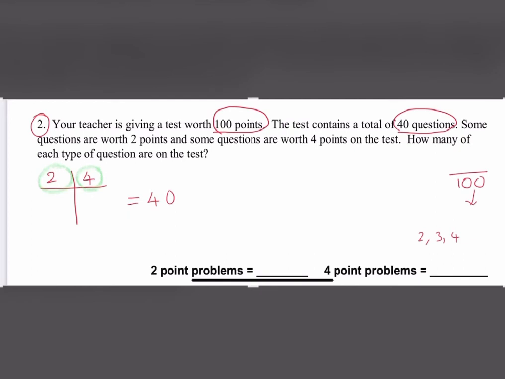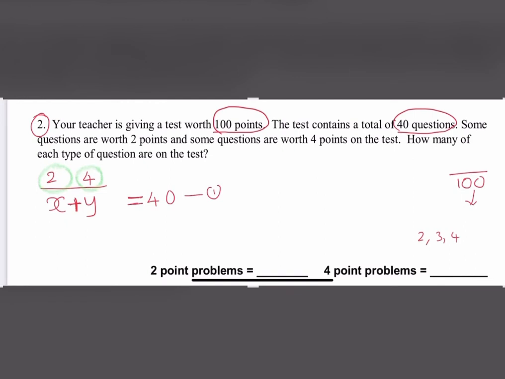So I will say that the number of 2 mark questions is X and the number of 4 mark questions is Y. So now what I can write here is, I know that X plus Y will be equal to 40, because these are the only 2 kinds of questions in the paper. So this is my first equation.